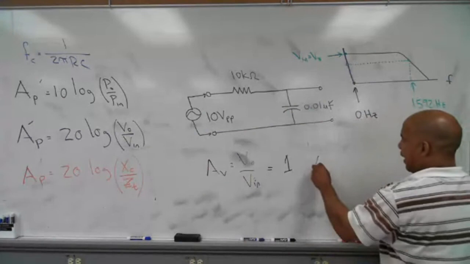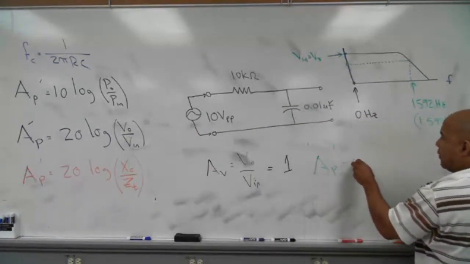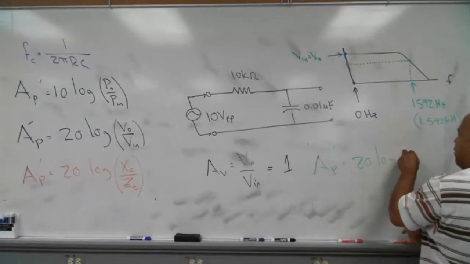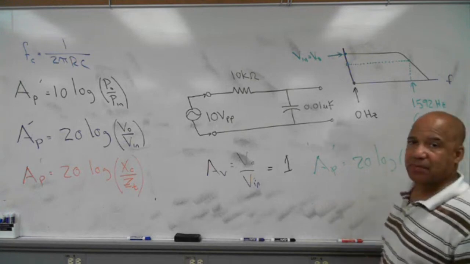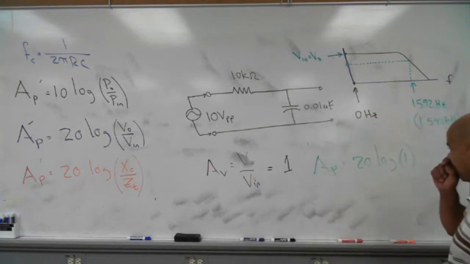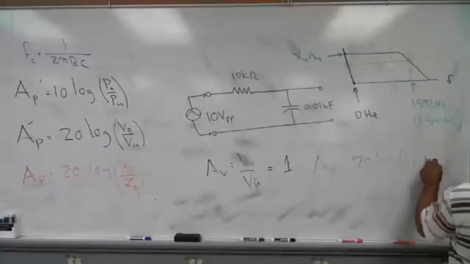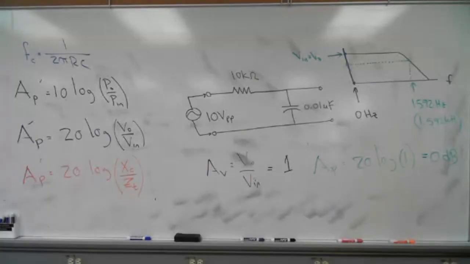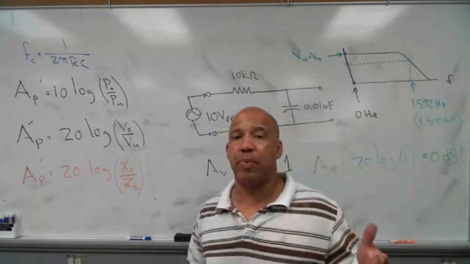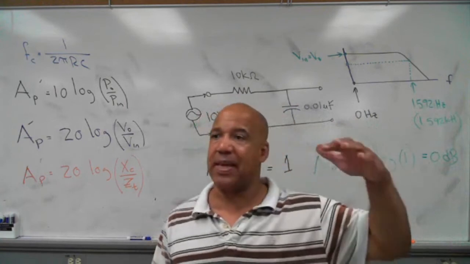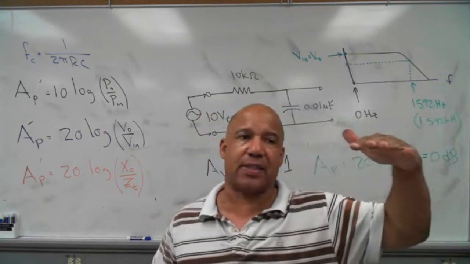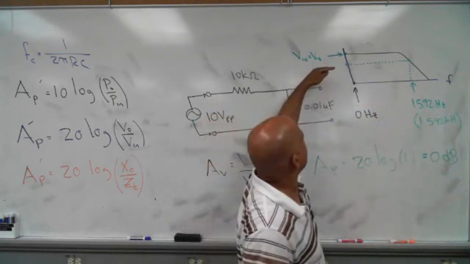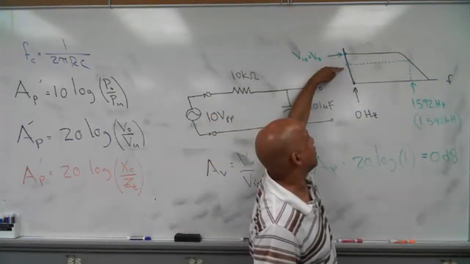I'm going to have AP prime is going to be 20 times the log of 1. And if you do 20 times log 1, what do you get? You just get 0. You get 0 dB? Yeah. Okay. Now, don't be bothered by a 0 dB. 0 dB, it's not the starting point. Let's say this was 0 dB, then I can go down to this.